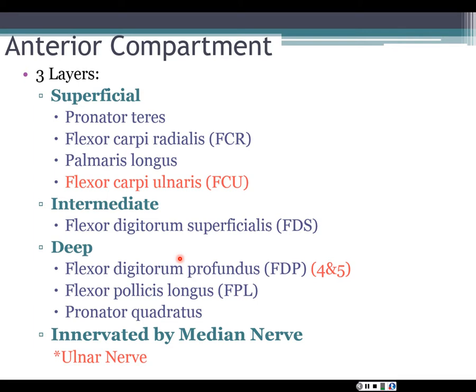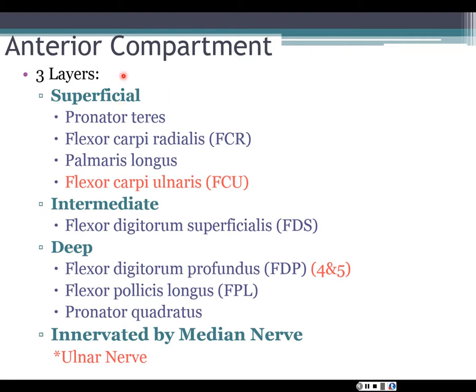So those 4 muscles are going to be the most superficial compartment. When we look at this overall slide here, all the dark purple muscles are going to be innervated by the median nerve. If it's in red, then it's innervated by the ulnar nerve. So in the anterior compartment, all of the muscles are innervated by the median nerve except for the flexor carpi ulnaris and 2 parts of the flexor digitorum profundus. And again, I'll get to that one later on.